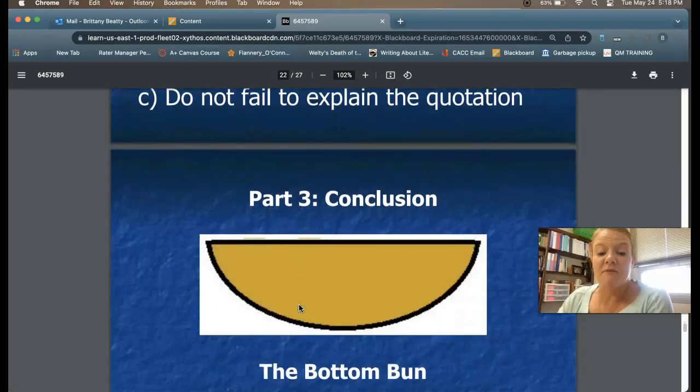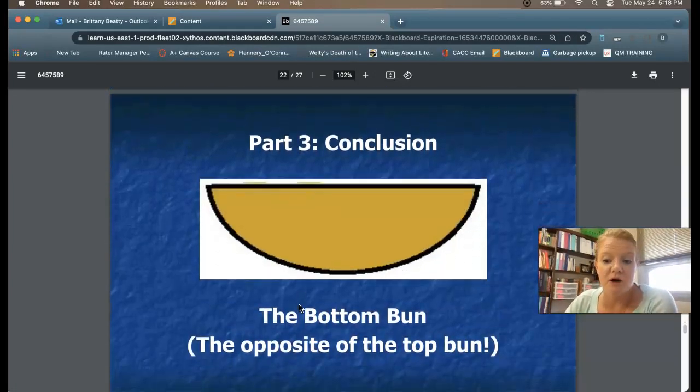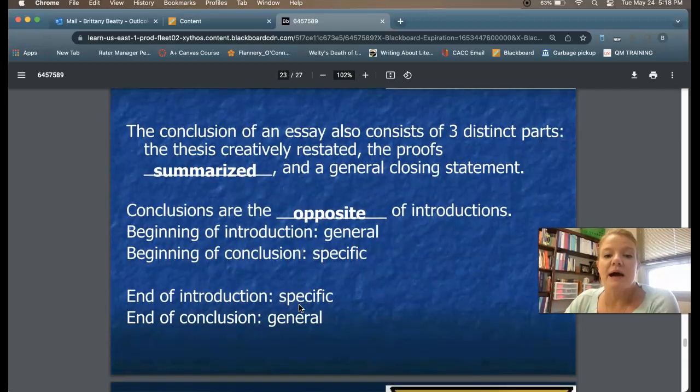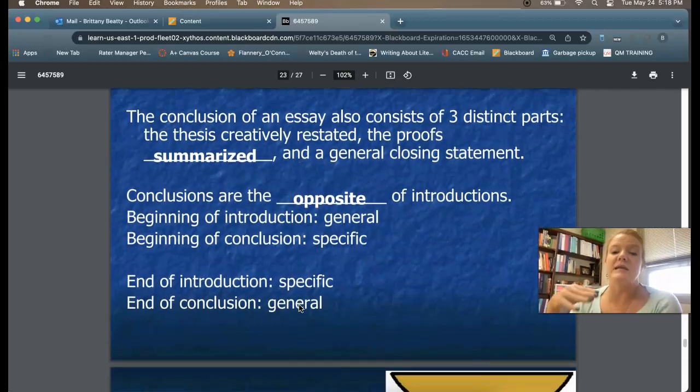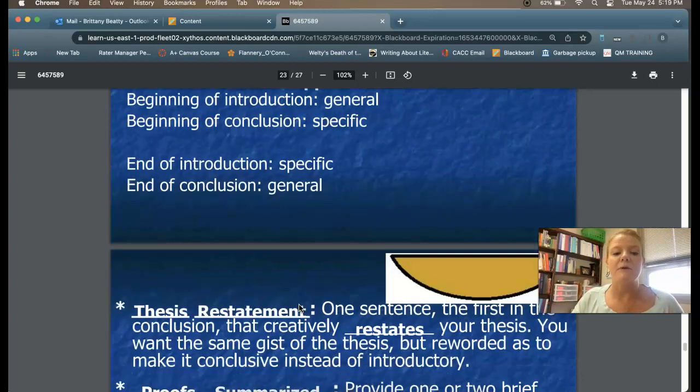The last part of a 5-paragraph essay is the conclusion paragraph. The conclusion paragraph has 3 distinct parts, and it's basically your introduction flipped. Your introduction paragraph starts kind of in a V shape. You start really broad and general with background information, and it gets more and more narrow, and at the end of the introduction is your thesis statement, that specific sentence that tells you specifically what the essay is about. Well, your conclusion is the opposite. It starts with that thesis statement, and then it gets more broad as you finish the paragraph.